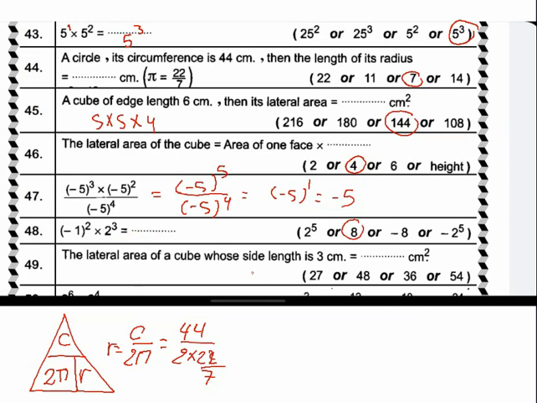Lateral area of cube with side length 3. Lateral area means side times side times 4, so 3 times 3 times 4, it will be 36.